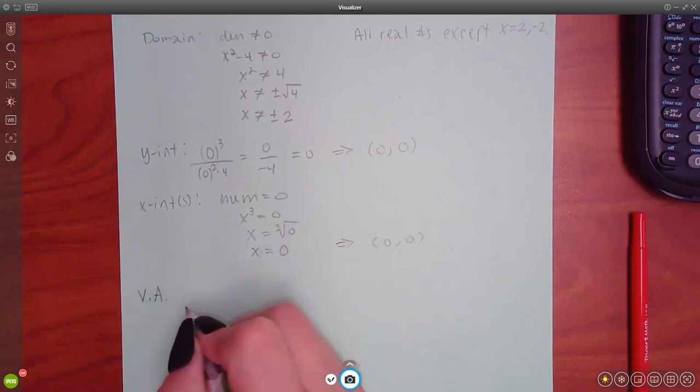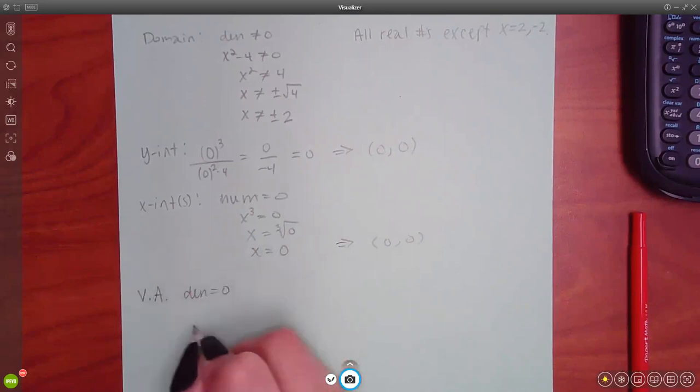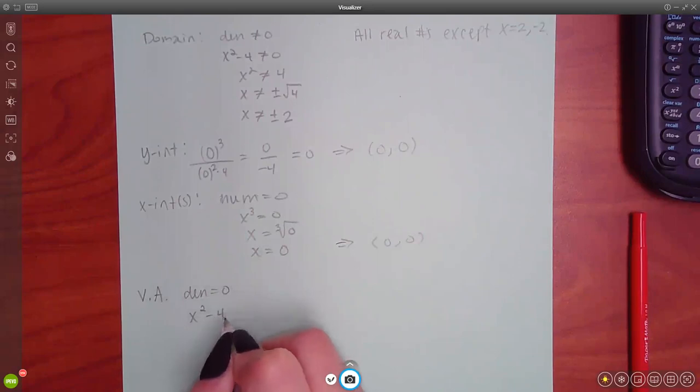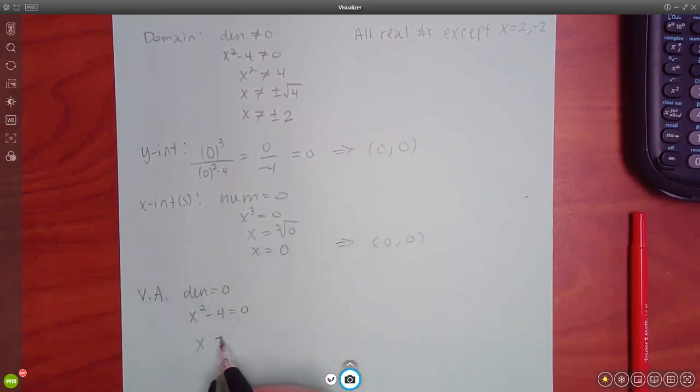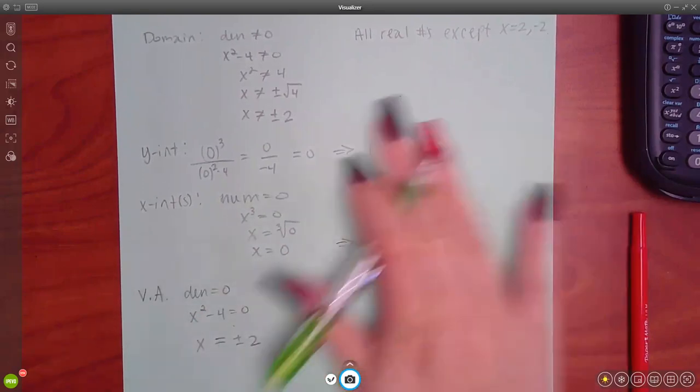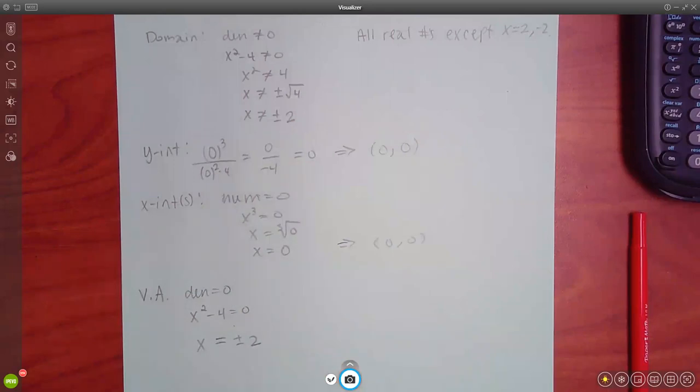Now your vertical asymptotes. We kind of already solved this, right? It's just now we're going to have an equals instead of a not equals. And I've already done all those steps, right? It's just a different symbol in the middle. Okay. So we have two vertical asymptotes.